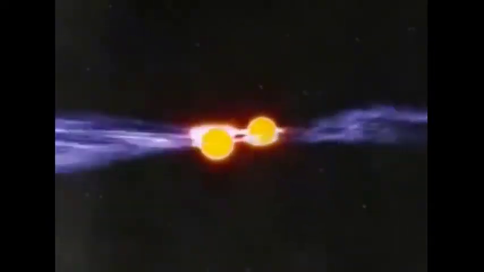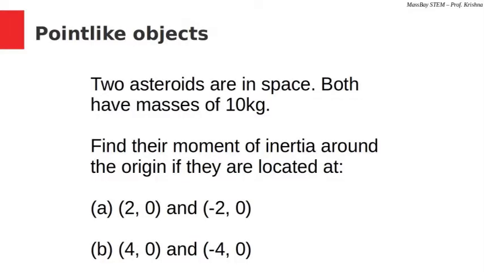Here are two asteroids rotating about a common center. Let's calculate their moment of inertia. Consider this question. Two asteroids are in space. Both have masses of 10 kilograms. Find their moment of inertia around the origin if they are located at A, (2,0) and (-2,0), and B, (4,0) and (-4,0).